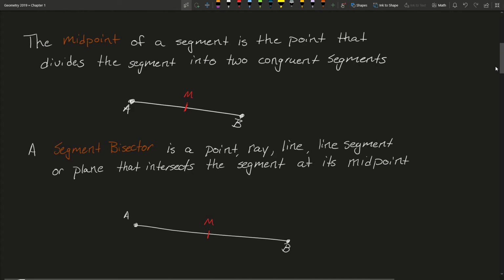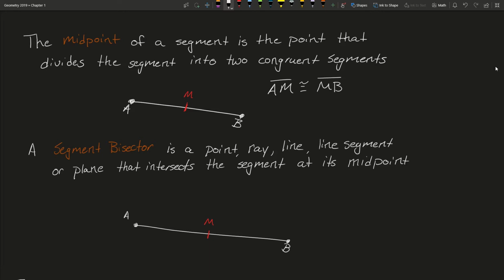So a midpoint of a segment is the point that divides the segment into two congruent segments. So if we have the segment AB and we fold it in half, on that crease will be the midpoint. Midpoints split the segment into two congruent parts. So in this case, AM is congruent to MB.